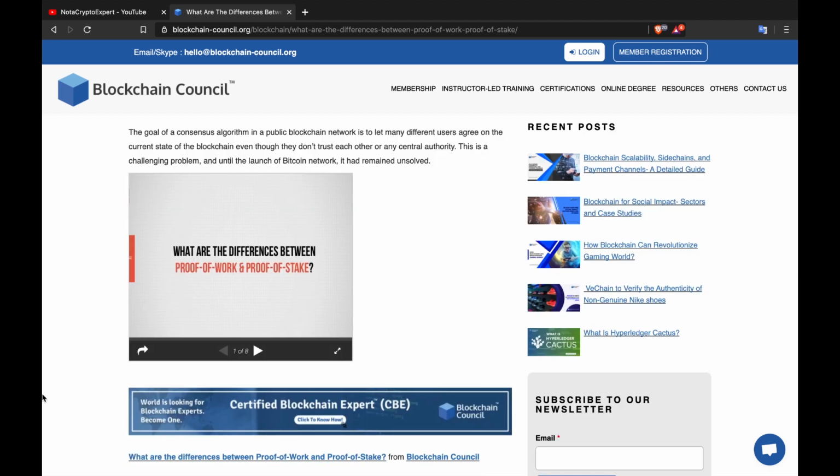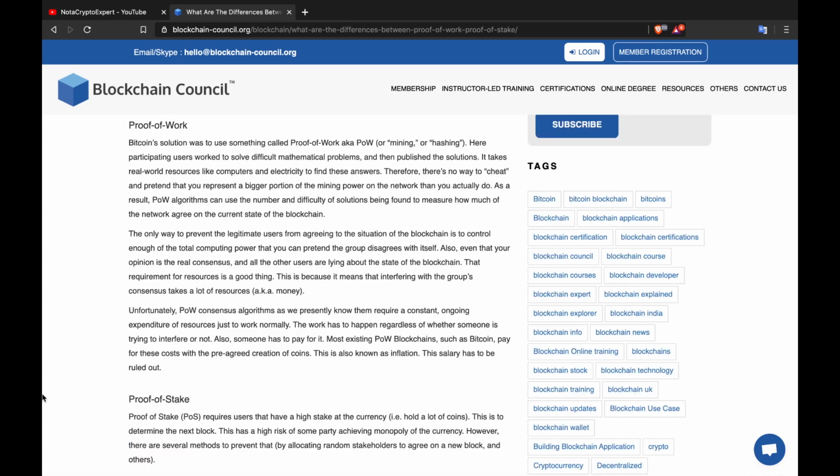The goal of a consensus algorithm in a public blockchain network is to let many different users agree on the current state of the blockchain, even though they don't trust each other or any central authority. This is a challenging problem, and until the launch of the Bitcoin network, it remained unsolved. Bitcoin's solution was to use something called proof of work, aka PoW, or mining or hashing.